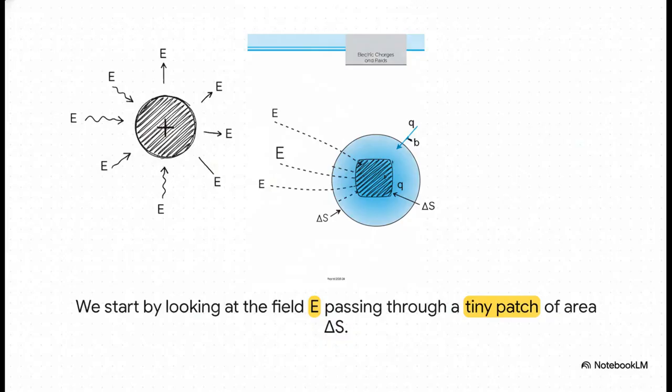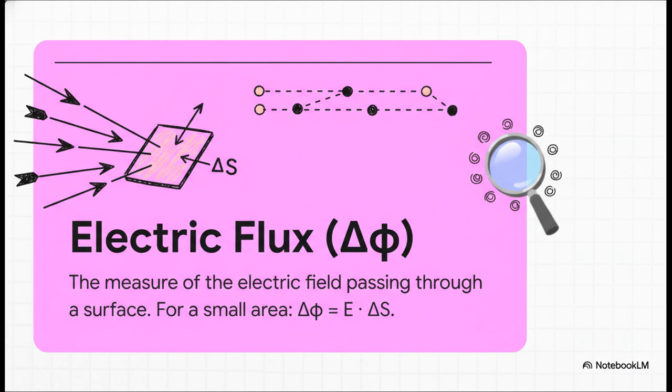So to solve this, we do what physicists do best. We break the problem down into tiny, manageable pieces. We've got a charge Q sitting in the middle creating an electric field, E, that just radiates outward. Now, instead of trying to figure out the whole sphere at once, we're just going to zoom in and focus on how much of that field pokes through one tiny little patch of the surface, an area we'll call delta S. And this measurement, this flow, it has a name. We call it electric flux.